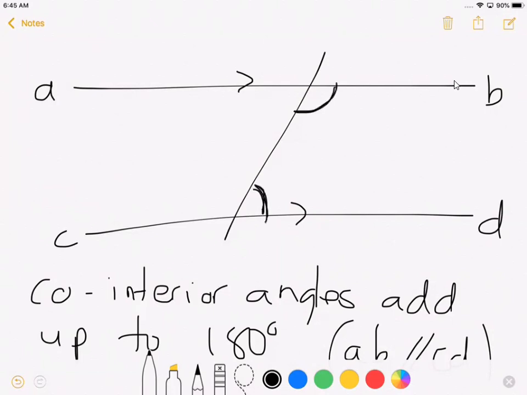So let's call this X and let's call this Y. They are called sometimes the U angles.